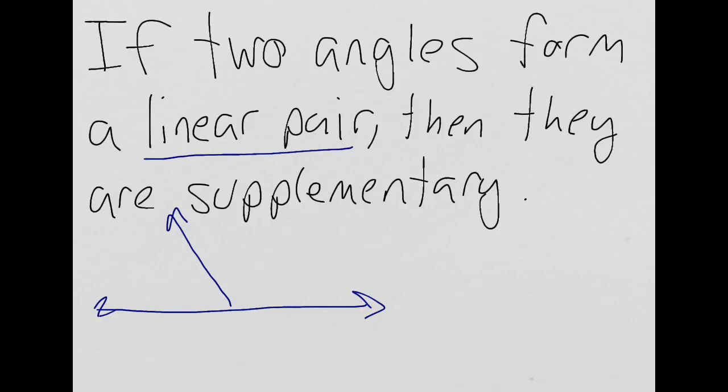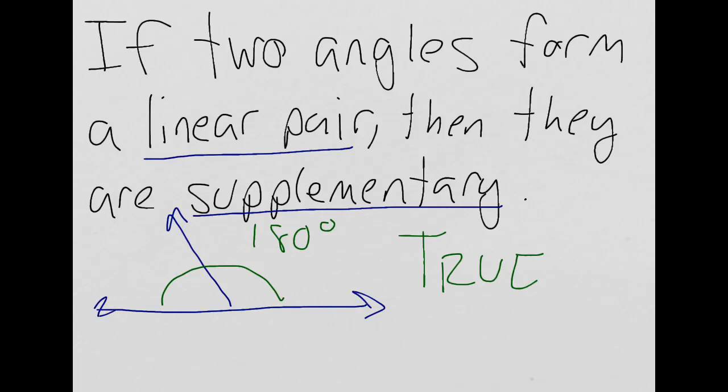So since this part right here is in fact a straight angle, that means that the measure here is 180 degrees, and the definition of supplementary here is two angles that add together to be 180 degrees. So a linear pair is in fact a pair of supplementary angles. So this is a true conditional statement.